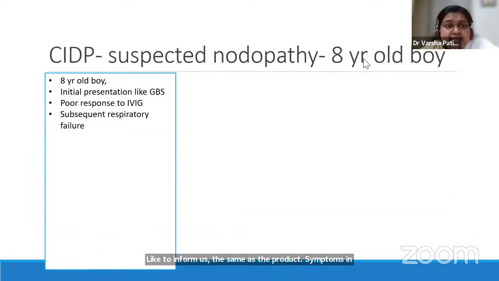So I'll just go over a case. This was an 8-year-old boy, whom I had been managing with my colleague Venkatesh and the guidance of Dr. Thali Patel. So we had this 8-year-old boy.